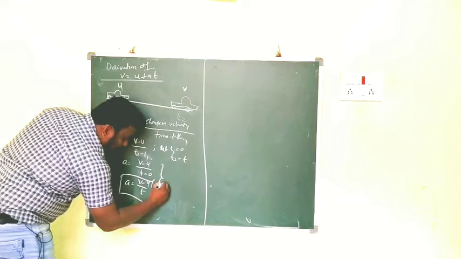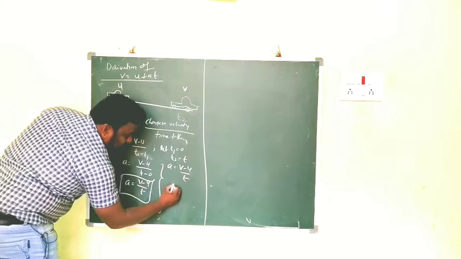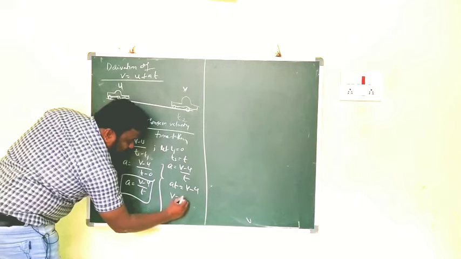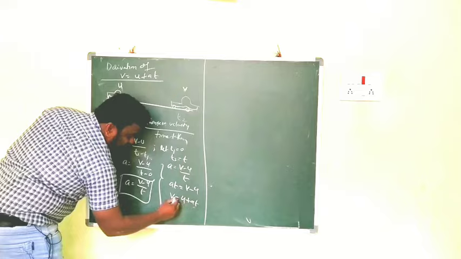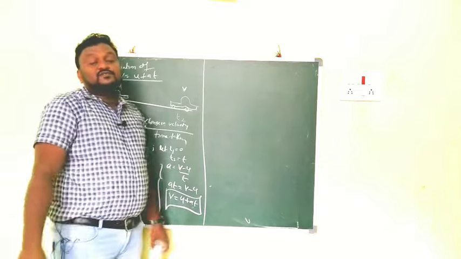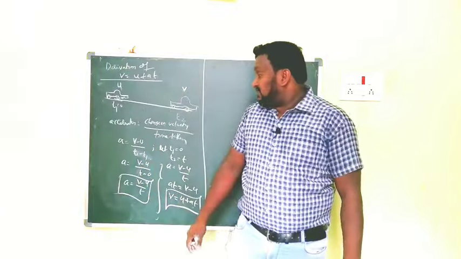From that formula, what do you have to write? a is equal to (v minus u) by t. That means at is equal to v minus u. Then v is equal to u plus at. That is the first derivation: v is equal to u plus at.